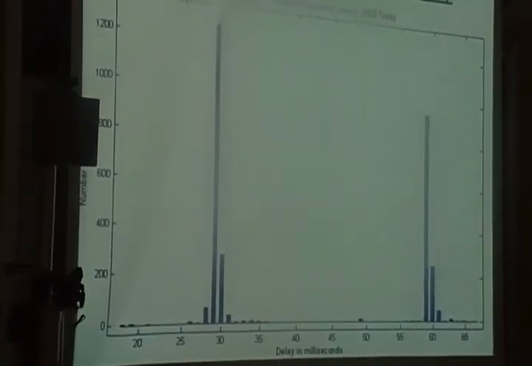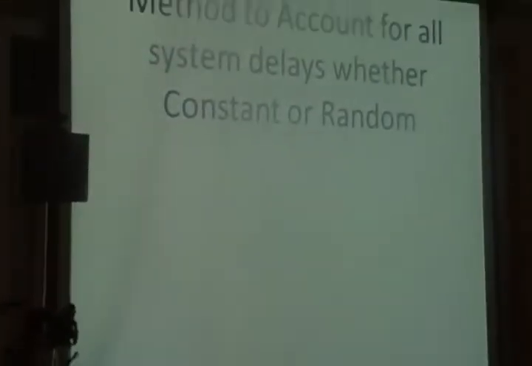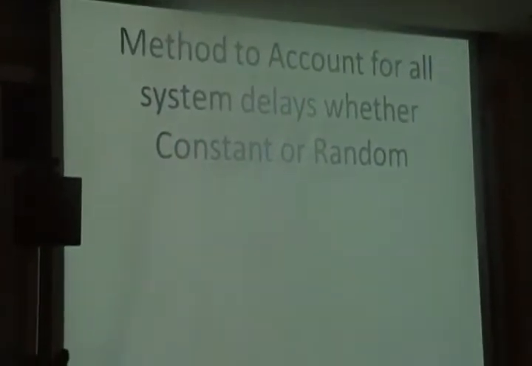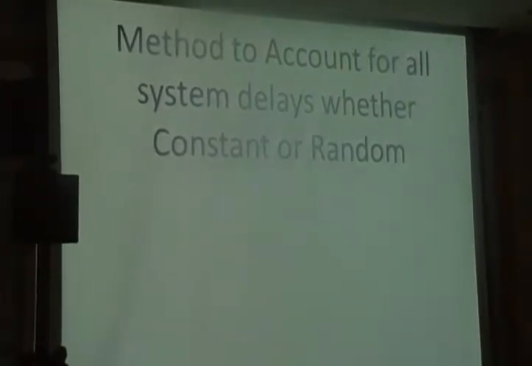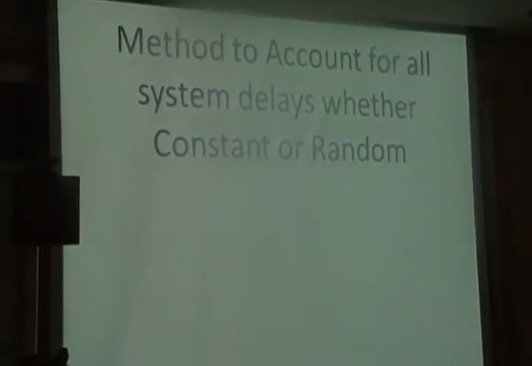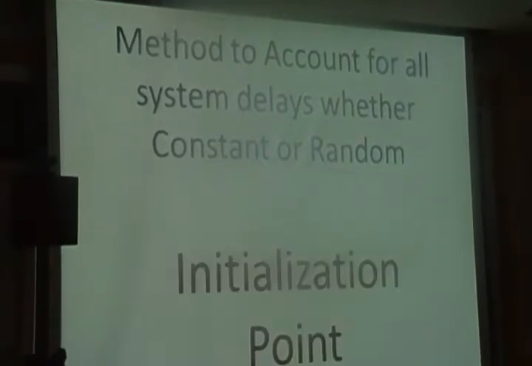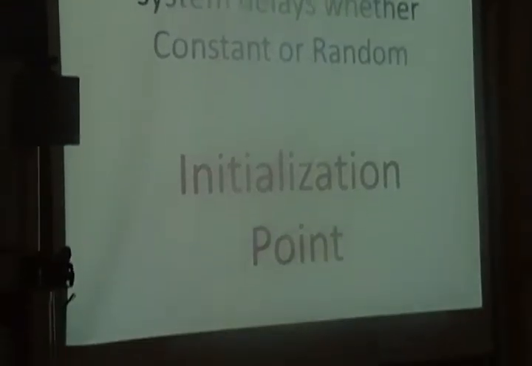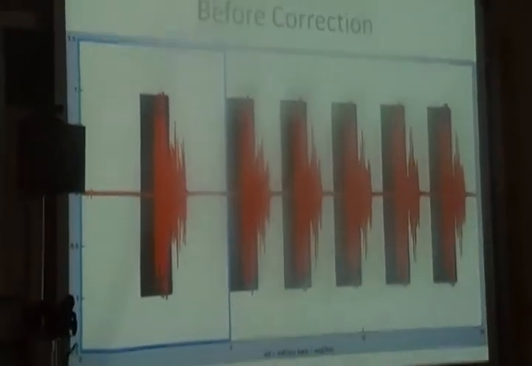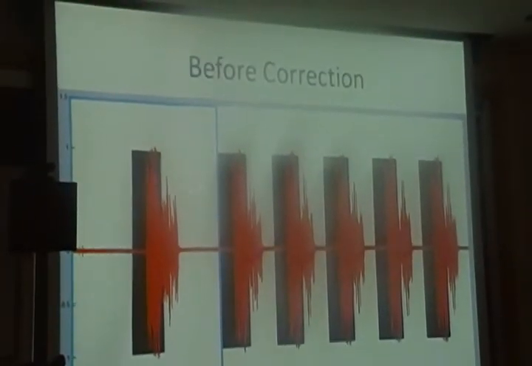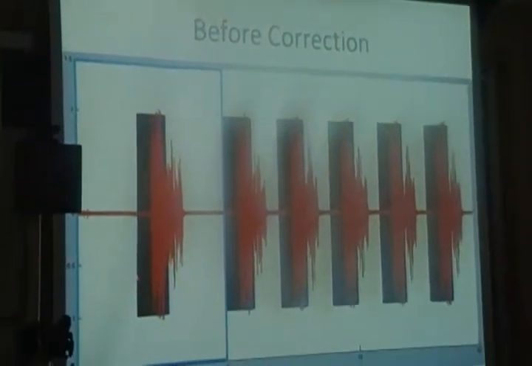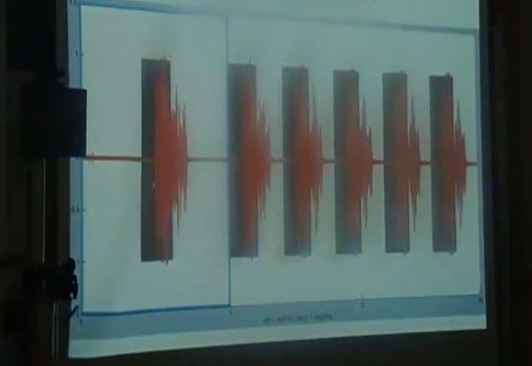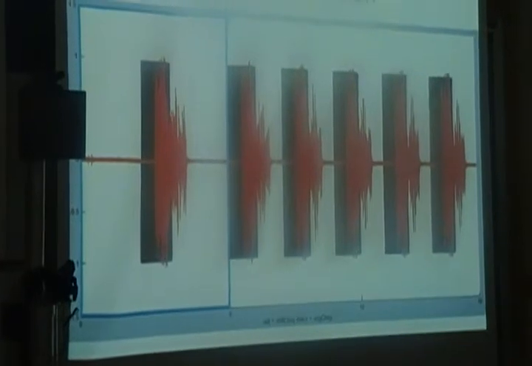And so we needed a method, because this is random, also to account for the playing and starting the recording, to account for all the system delays, whether constant or random. To do this, we implemented a method called an initialization point. This is a plot of our received chirp, our recorded chirp, in red, and this is our transmitted chirp in black.